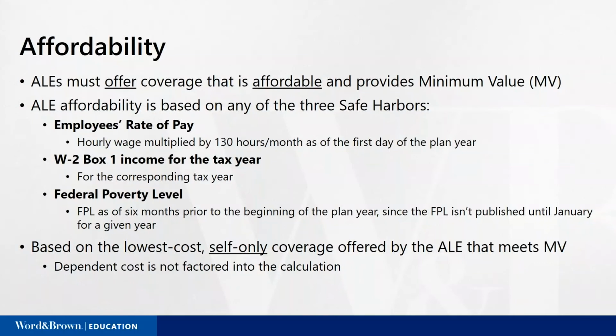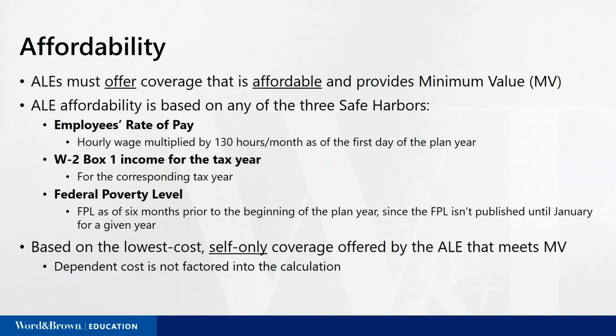The federal poverty level, that's the last safe harbor here. And the regulations say that employers can use the federal poverty level as of 6 months prior to the beginning of the plan year, since the federal poverty level guidelines aren't published until mid to late January in a given year. That helps employers in the October, November, and December renewal season determine affordability based on the FPL if they want to do so, since those regulations don't come out until early in the following year.